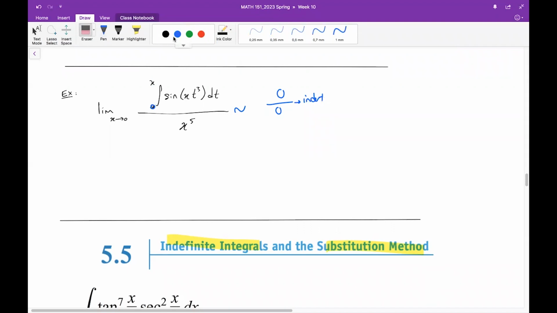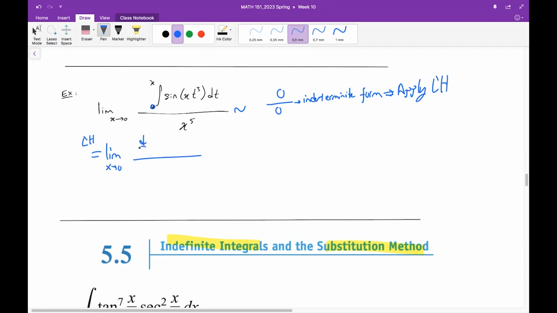This is an indeterminate form. To which you can apply L'Hopital's rule directly, right? Apply L'Hopital's rule. So let's apply it. How do you apply L'Hopital's rule?